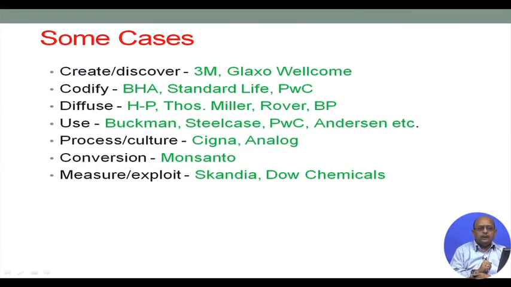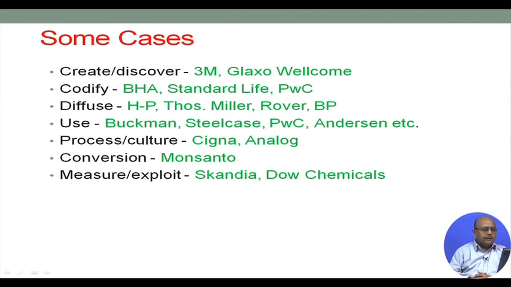Now, I am just giving some examples here of different kinds of knowledge that is being created by different kinds of companies. You can see create and discover. Companies like 3M and Glaxo have been able to create and discover new knowledge. When it comes to codifying knowledge, there are a lot of examples: BHA, Standard Life, PricewaterhouseCoopers. When it comes to diffusing and distributing knowledge, you have different companies like British Petroleum, Rover, Miller, HP. Then use, how you are going to use this knowledge. Then you have Buckman Laboratories, Steelcase, PricewaterhouseCoopers, Andersen and Young. So, these are examples of how different kinds of things related to knowledge are being used.